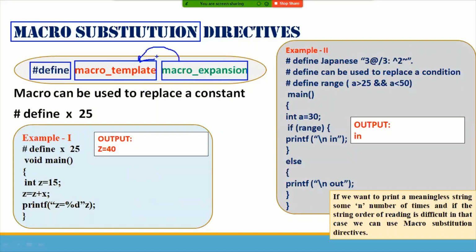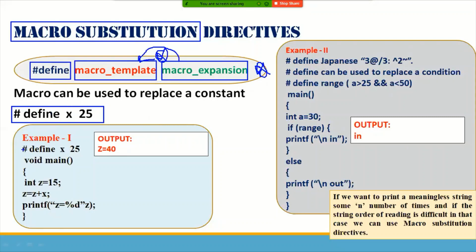In this case, there is no need to specify any assignment operator, and no semicolon. Between the template and the macro expansion, we are not supposed to specify any assignment operator. A macro can be used to replace a particular constant. So now the example: #define x 25. Here in between there is no assignment operator and the statement is not terminated with a semicolon. We need to follow this particular rule only.